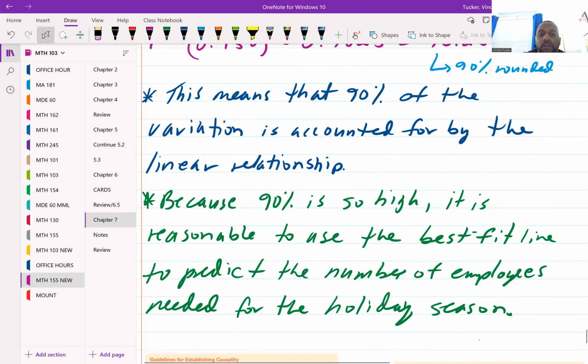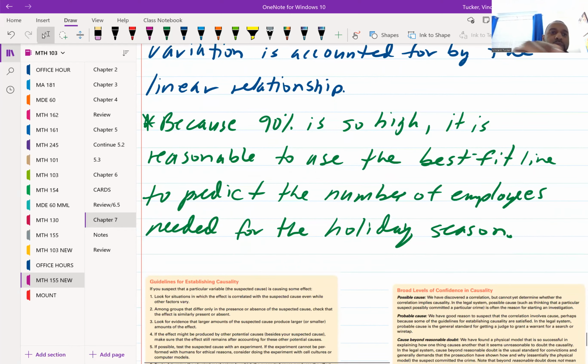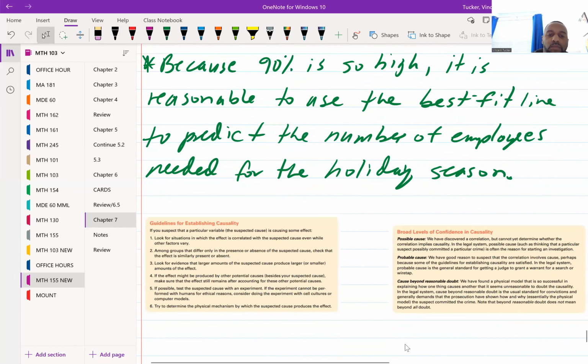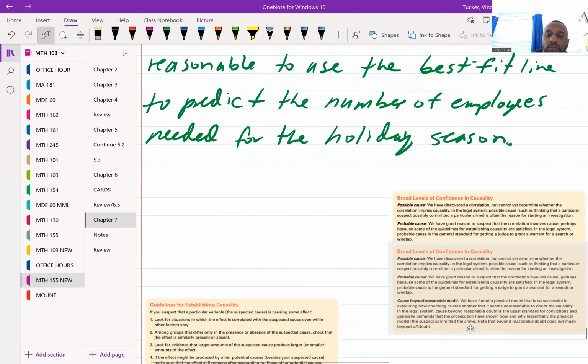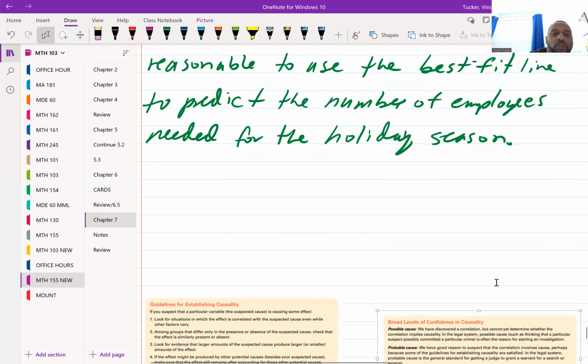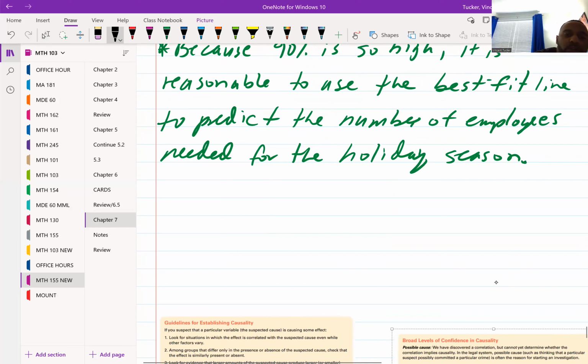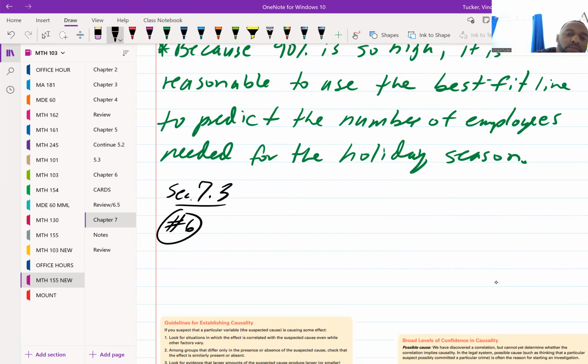All right, let's scroll up. So one more thing out of this section would be number 6. That's just enough.